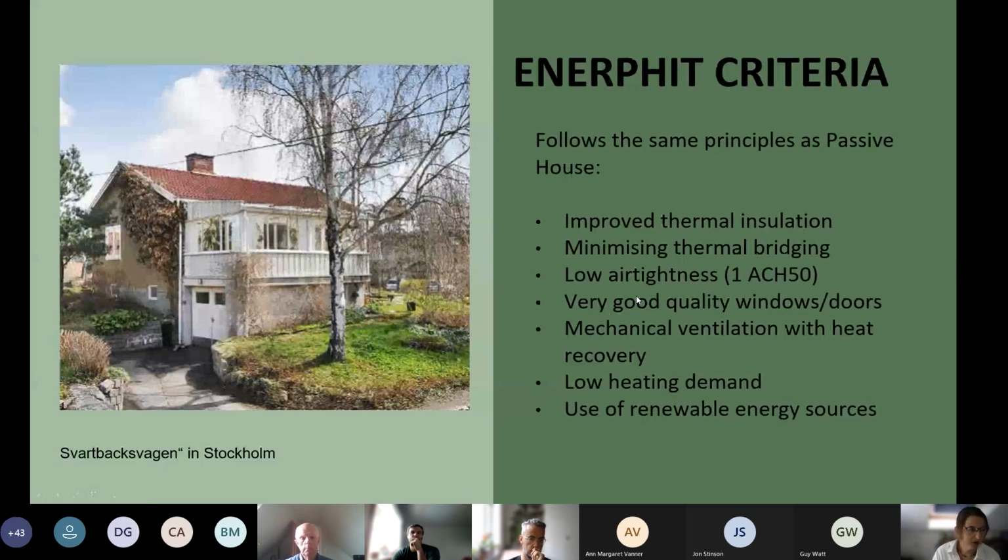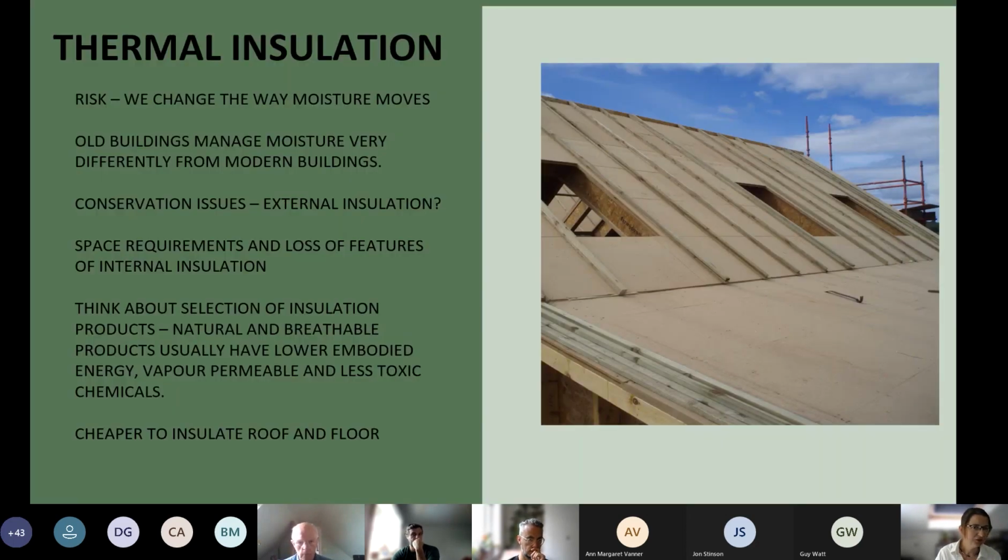Anyway, so what is Enerphit? What are the criteria for Enerphit? Enerphit follows all the same principles as Passive House, as I showed you in that first slide. The principles are improved thermal insulation, minimising thermal bridging almost down to nothing, good air tightness, good quality windows, mechanical ventilation with heat recovery, and all this brings about very low heating demands, and we would be looking to use renewable energy sources and renewable products. So I'm just going to give you a few of my thoughts on a few of these sections.